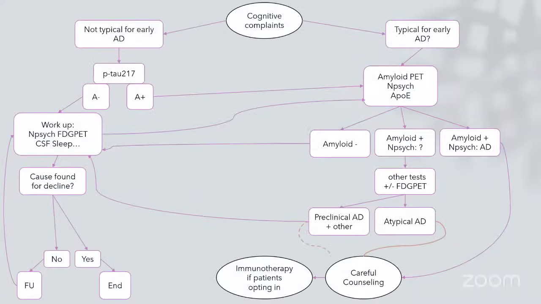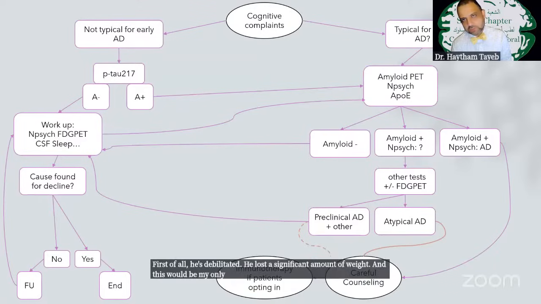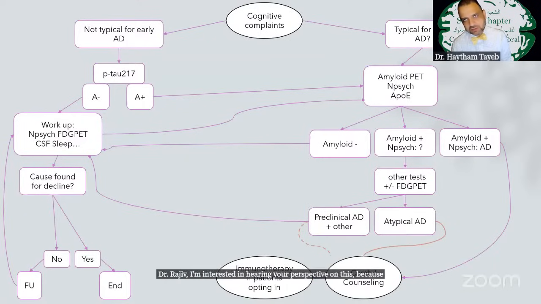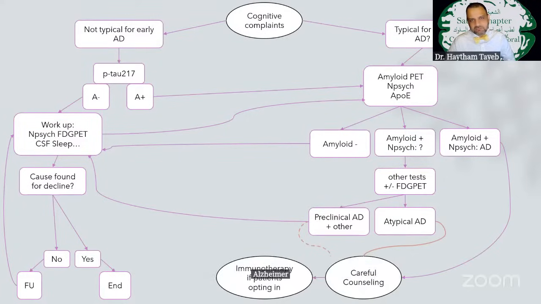Don't give him lecanemab. Okay, I will not. I'm about to see him actually soon, and I think, first of all, he's debilitated. He lost a significant amount of weight. Dr. Najib, I'm interested in hearing your perspective on this, because this is the only case where I'm calling behavioral variant AD, even though there's a little bit of discrepancy between the CSF and the amyloid. So the CSF doesn't really look like it's Alzheimer, but the PET scan looks like it is, like there's amyloid.